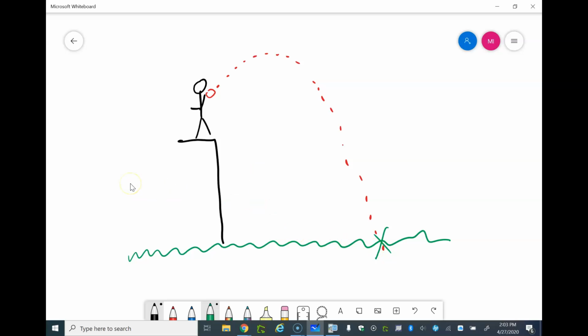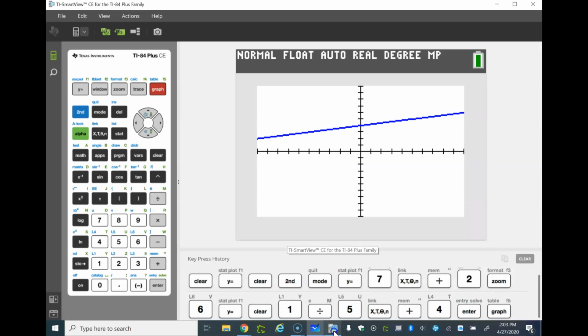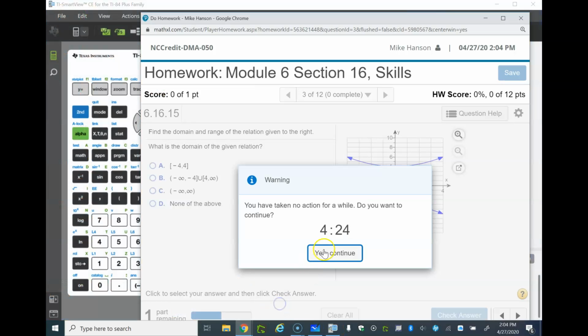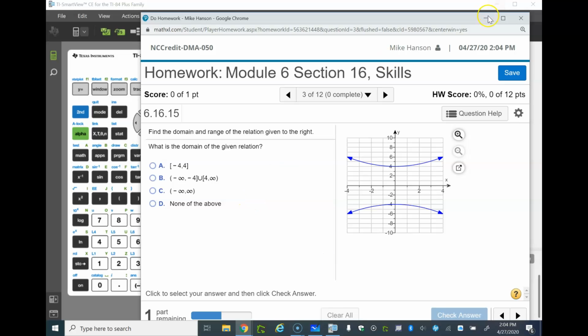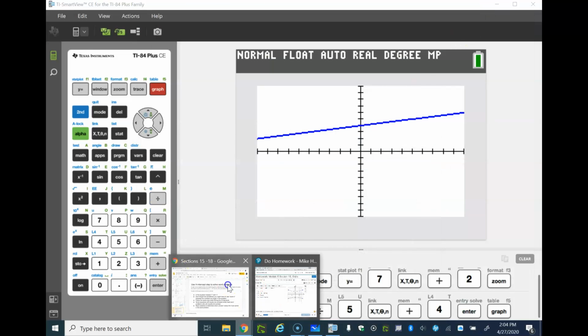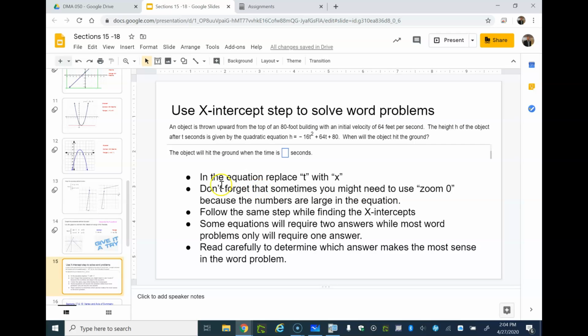So remember, this is a height for the building of 80 feet. This is going to be considered the maximum height. But when it comes all the way down, this is actually going to be ground zero. So we want to know when it actually hits the ground at zero. So let's use the calculator to help us figure out what the answer should be.